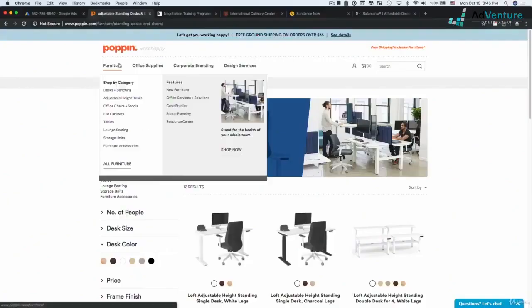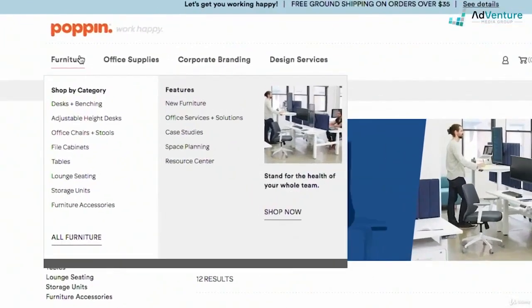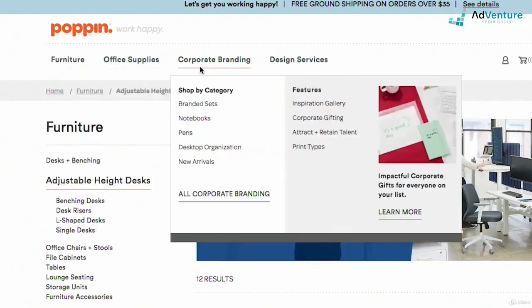So again, there's two ways I would potentially break it out up here. I would have a top-level campaign for furniture with ad groups below: ad groups for file cabinets, ad groups for tables, ad groups for long seating, and so on and so forth. I might have a campaign for corporate branding and then an ad group for branded sets, notebooks, pens, desktop organization, new arrivals.